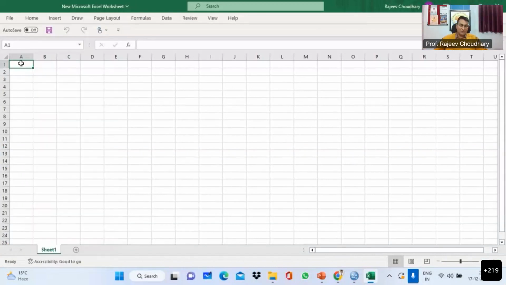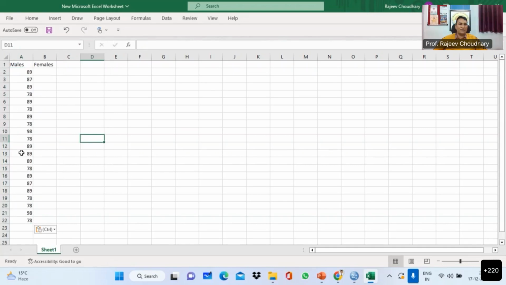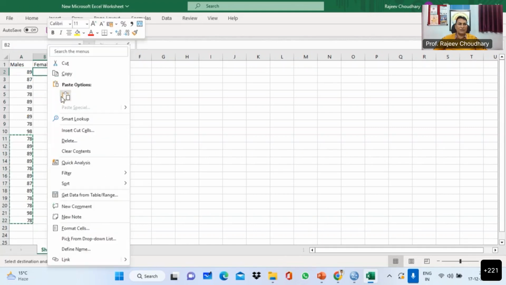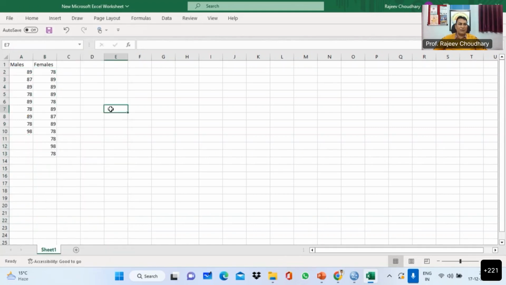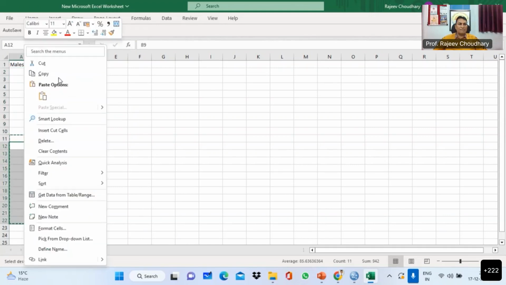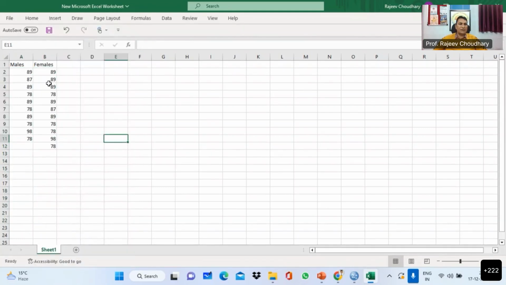But in this, we have only one view, that is variable as well as data view. And these are scores of males, give the heading, give the label, and these are females, and all the scores are entered in separate columns, and after 10 I am taking these scores. We have 10 males and 11 females.